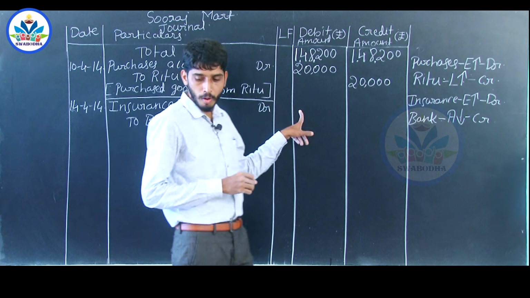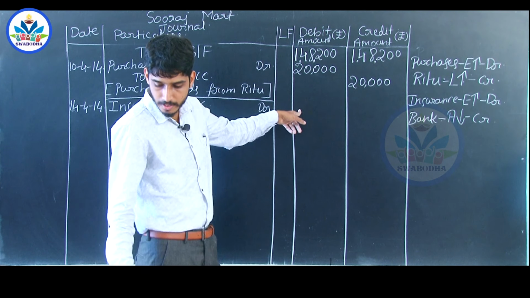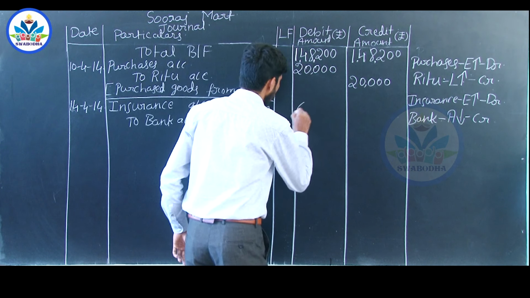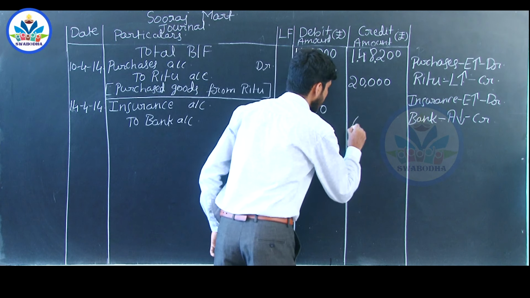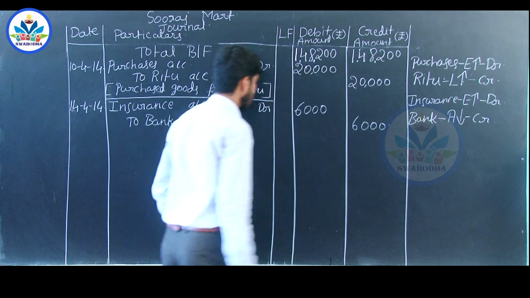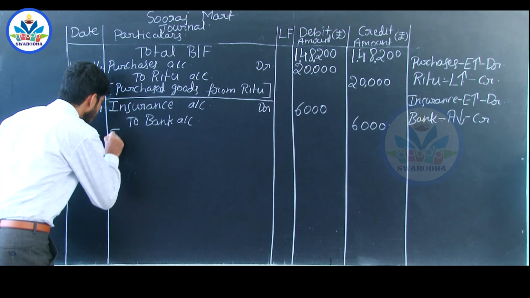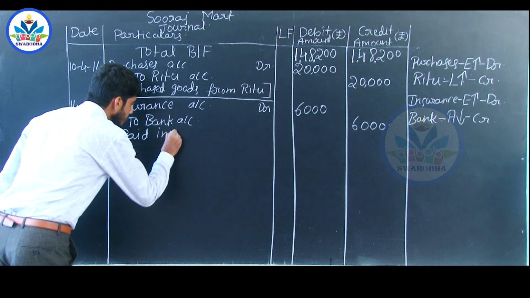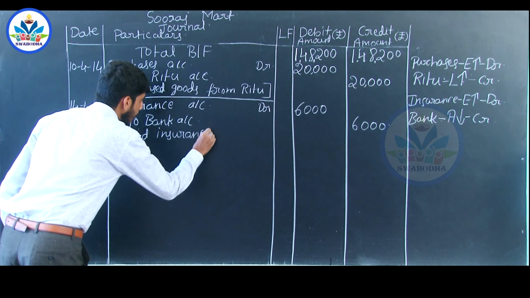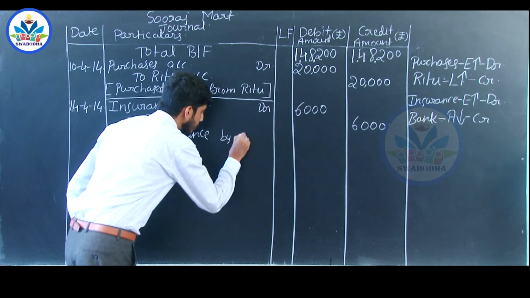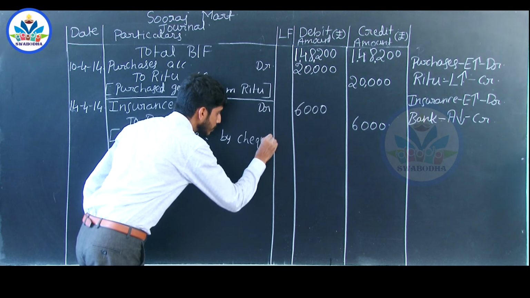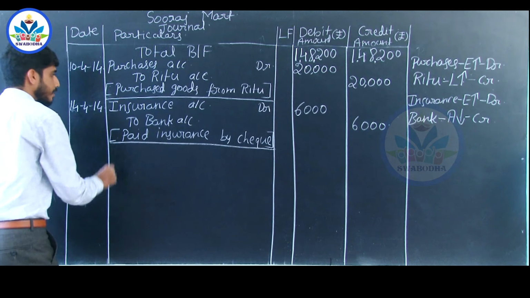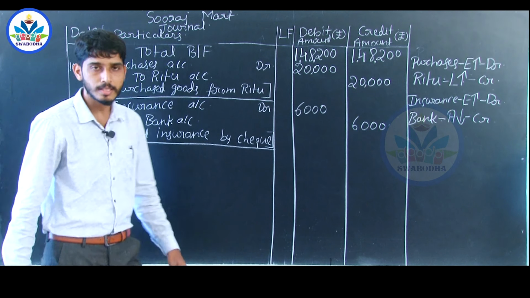The amount of insurance premium paid is 6,000 rupees. Narration: paid insurance by check. Paid insurance by check, rupees 6,000.